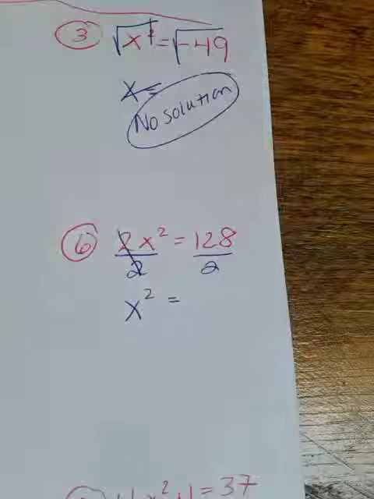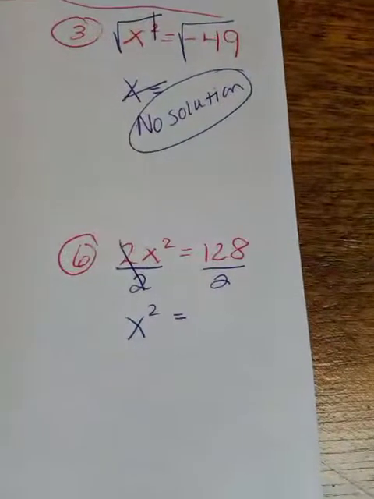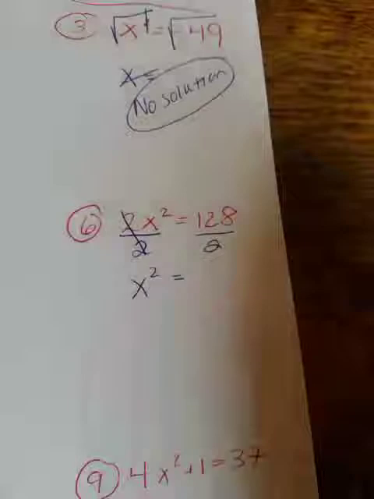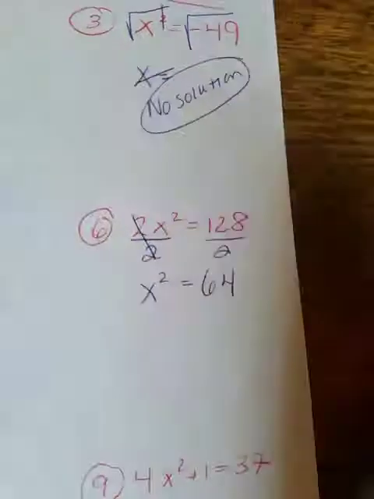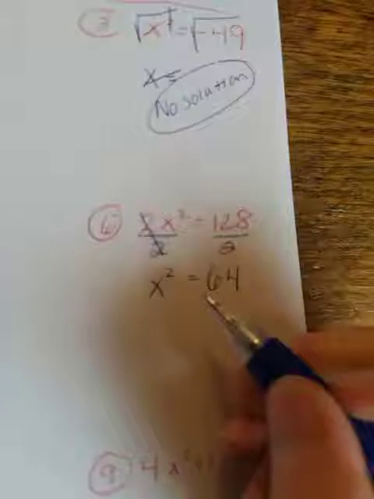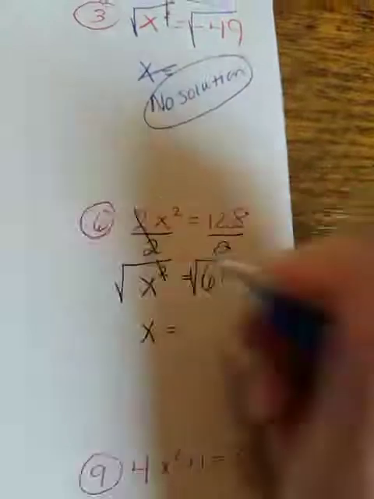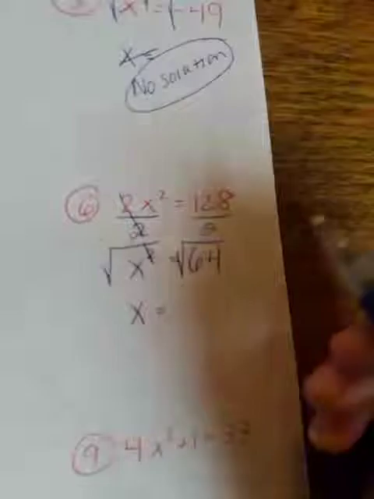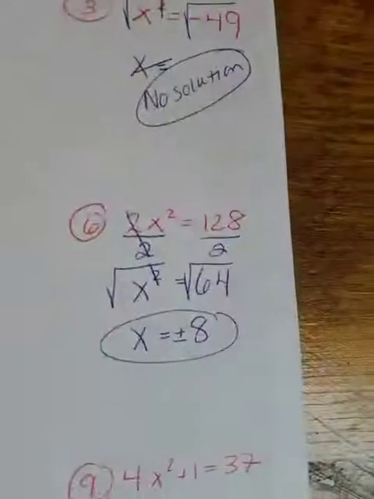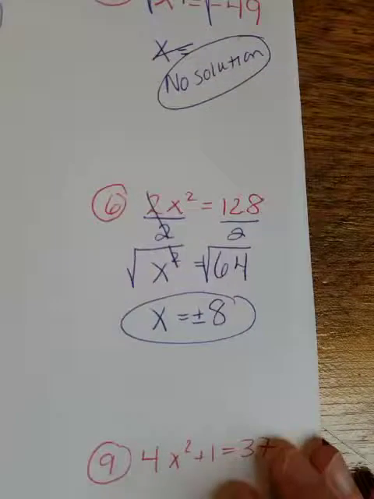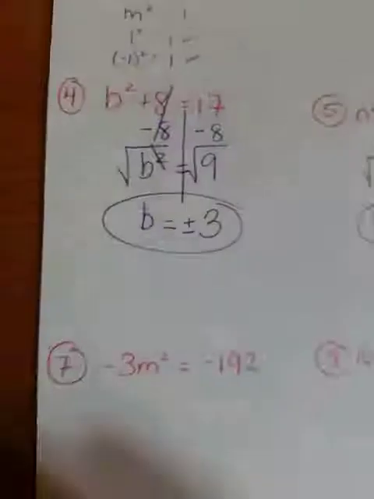So 128 divided by 2, again, these are not guess and check problems, you need to do the work, is 64. Again, this is not solved for x because x is still squared. So you need to take the square root of both sides. The square and the square root cancel. The square root of 64 is 8, and it's plus or minus, because 8 times 8 is 64, and negative 8 times negative 8 is 64.